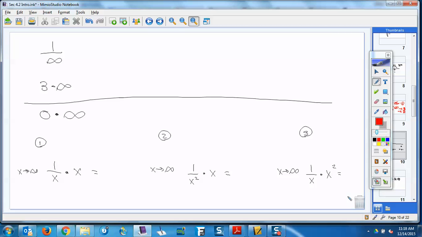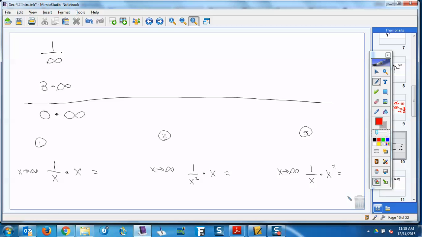Now, just a couple other examples then. 1 over infinity, we just said, 1 over infinity is 0. What that really means is as the bottom gets big, the fraction is getting small, approaching 0. 3 times infinity, infinity. And again, don't write this down. We'll start with this tomorrow. 0 times infinity.